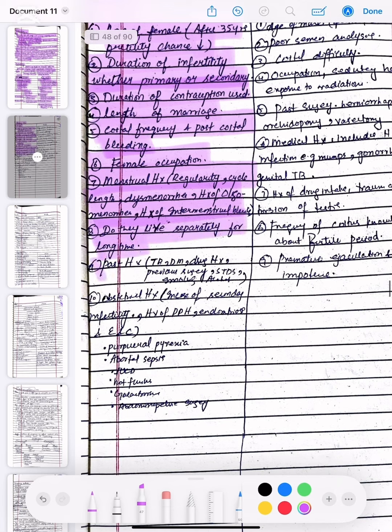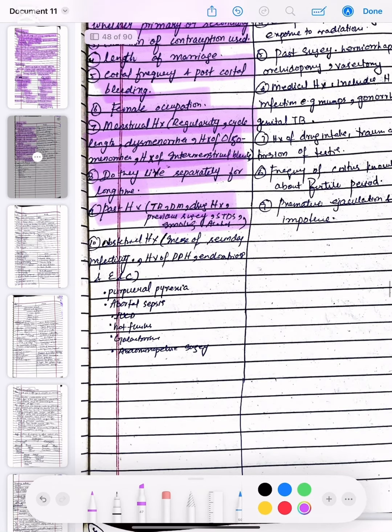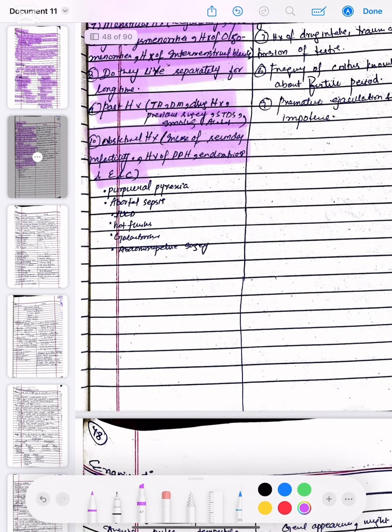Then what is the past history, that is any TB, diabetes mellitus, drug history, previous surgery, sexually transmitted diseases, smoking, and alcohol. Then obstetric history in case of secondary infertility: history of PPH, endometritis, D&C, puerperal pyrexia, abortal sepsis, intrauterine contraceptive devices, hot flushes, galactorrhea, and abdominopelvic surgery.